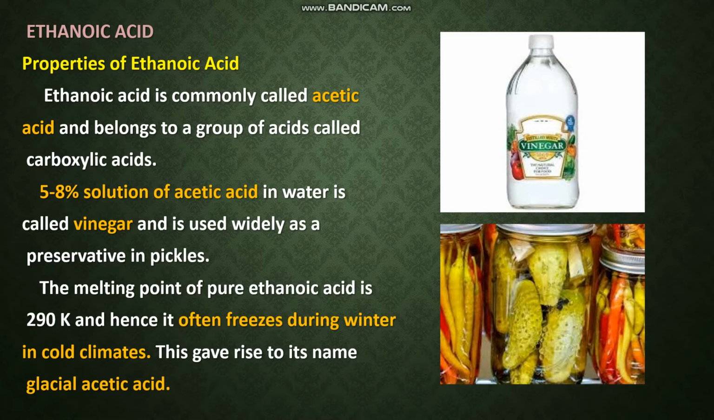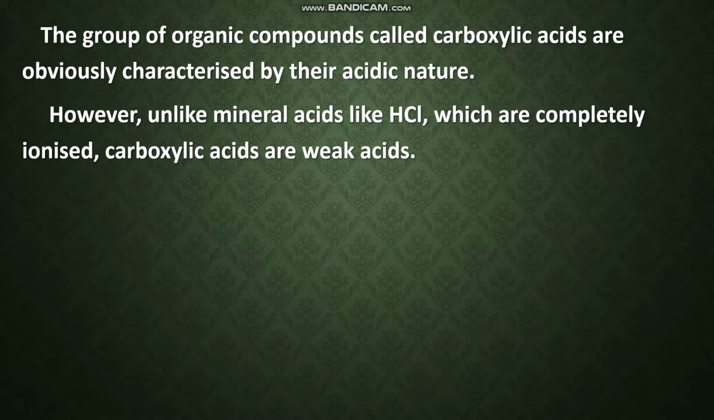So we have seen here that the common name of ethanoic acid is acetic acid. A 5 to 8% solution of ethanoic acid in water is called vinegar. And why is it called glacial acetic acid? Because its melting point is 290 Kelvin and it freezes during winter in cold climates. So it got the name glacial acetic acid.